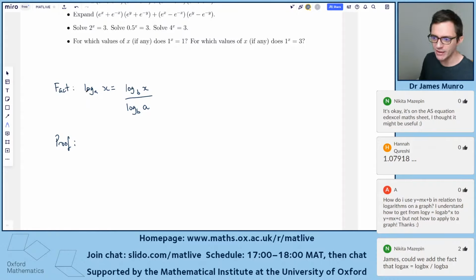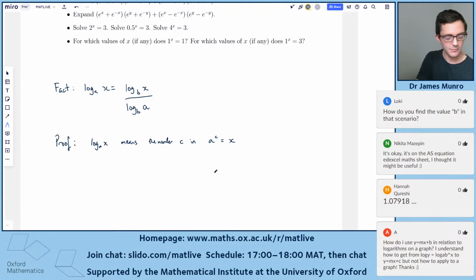So what does this number on the left actually mean? I think that log base a of x means the number that you'd have to raise a to get x. So let's say it's the number c in a to the c equals x. I think that's what this log base a of x means. It means the number c that satisfies this equation, a to the c equals x.